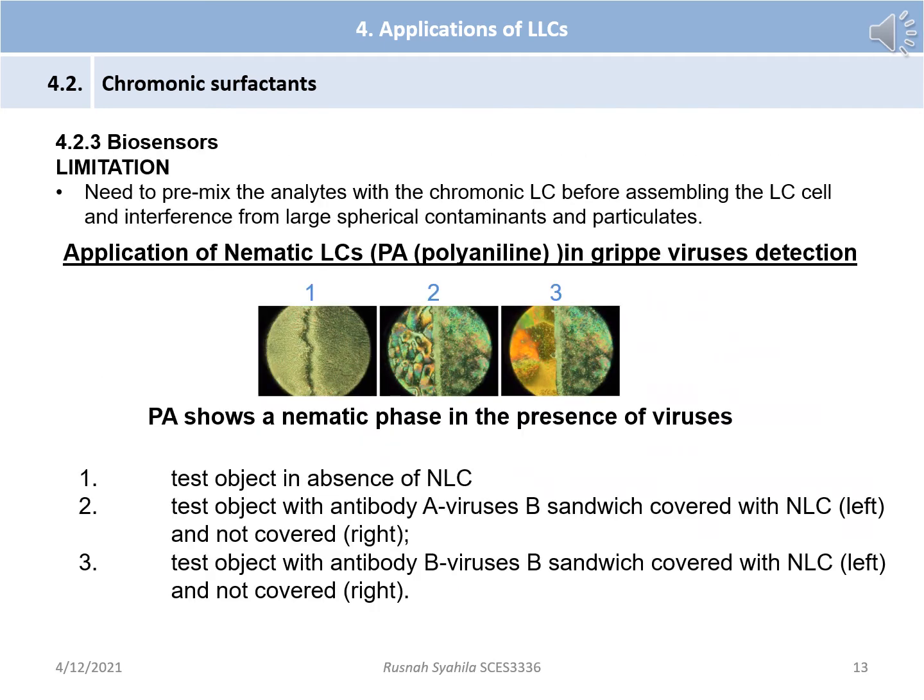The last application for chromonic surfactants that we will discuss is the application of chromonics as biosensors. In biosensors, polyaniline that exhibits nematic liquid crystals can be used to detect virus existence. The polyaniline shows a nematic phase in the presence of viruses. Look at the images on the slide. We can observe the nematic phase in the image in the middle. This is a rapid technique in detecting flu viruses. But it needs to premix the analytes with the chromonic liquid crystals before assembling the liquid crystal cell, and there is interference from large spherical contaminants and particulates.